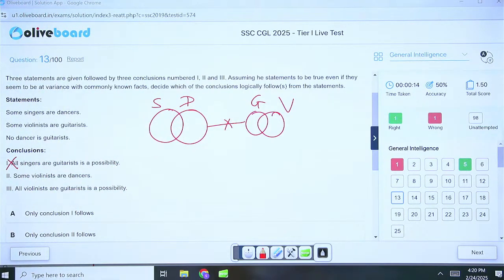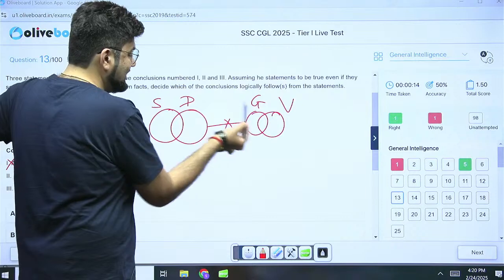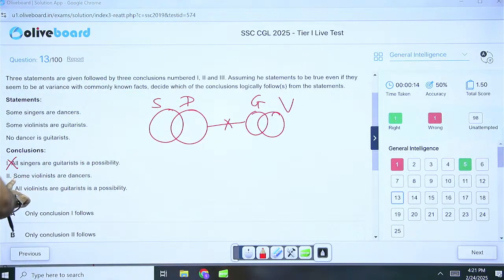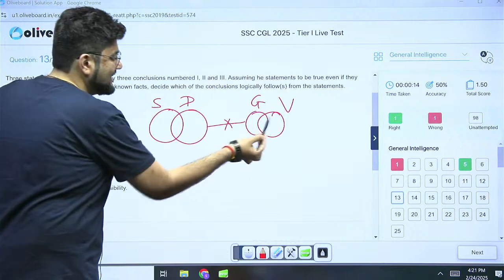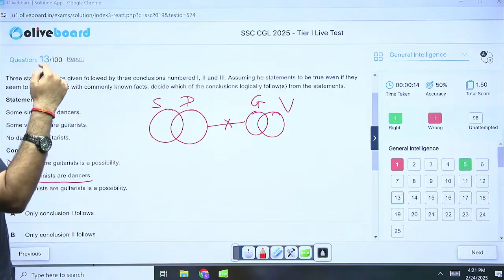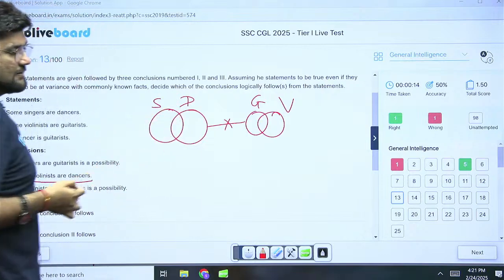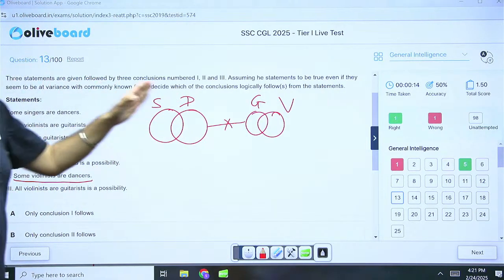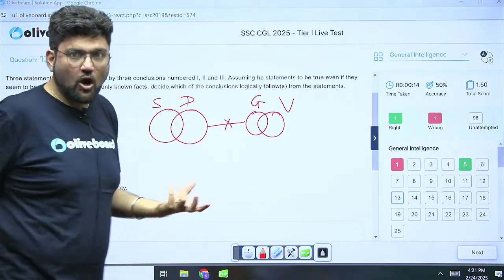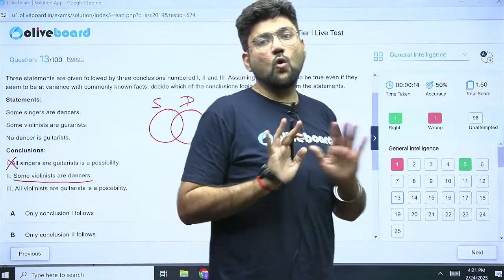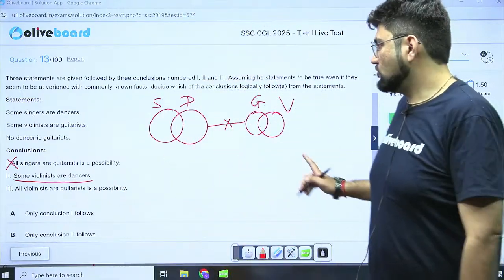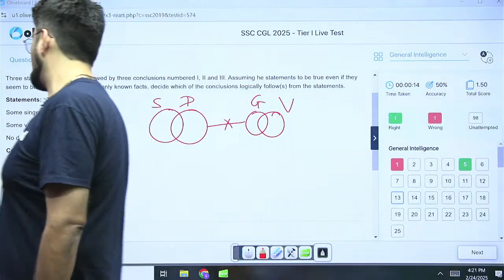So this is incorrect. Next is some violinists are dancers. This is not a possibility. This is a definite conclusion. Now violinists and dancers are also connected by some not relation. Some violinists are not dancers. So in a some not case, except for some not, that is the statement itself, no definite conclusion follows. So this is also incorrect.